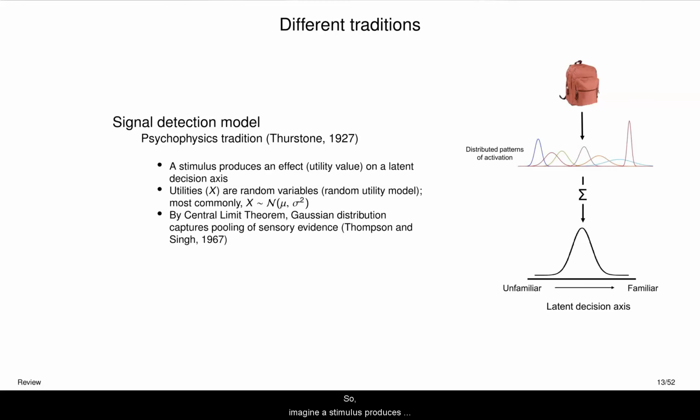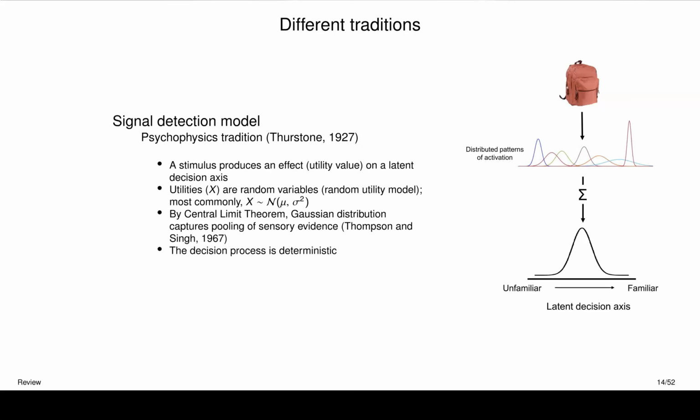So imagine a stimulus produces a neural response profile of some kind, as shown by these color distributions, and that these neural responses are converted to utilities in some way. Thomson and Singh pointed out that if these sensory signals are pooled together by summation or averaging, then by the central limit theorem, these utilities will be normally distributed. So this provides a principled theoretical justification for using a normal distribution in the signal detection model.